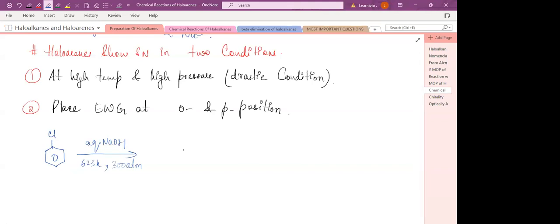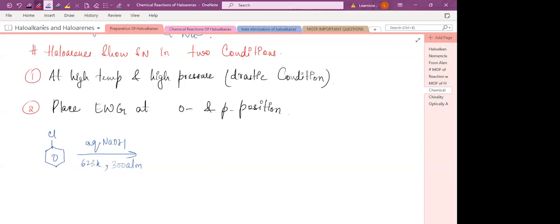Yeah, tell me. Aren't you people revising? Anyone? Chlorobenzene in the presence of aqueous sodium hydroxide and high temperature and pressure. What will be the product?